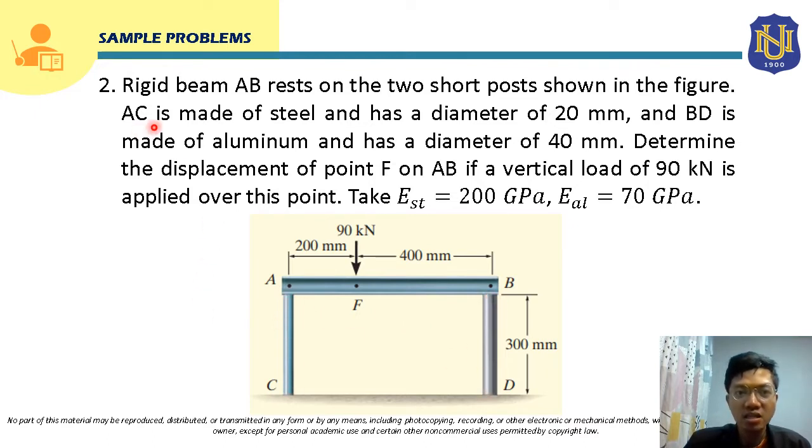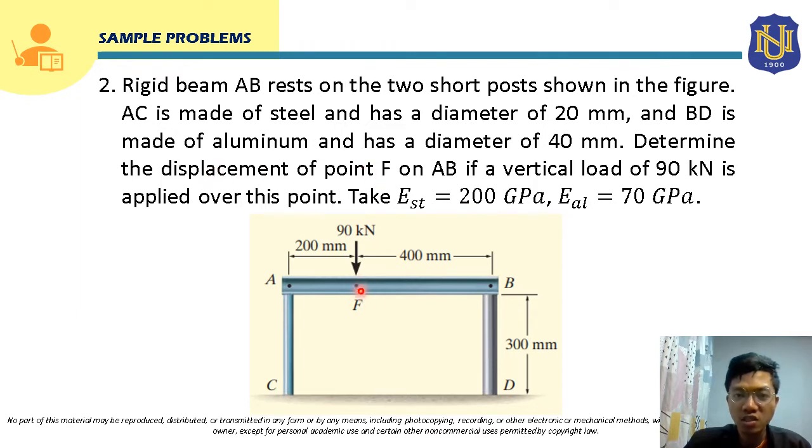AC is made of steel and has a diameter of 20 millimeter, and BD is made of aluminum and has a diameter of 40 millimeter. Determine the displacement of point F on AB if a vertical load of 90 kilonewton is applied over this joint. Take the modulus of elasticity of steel as 200 GPa, and for the aluminum, that is 70 GPa. Here, class, we are asked to solve the displacement of point F.